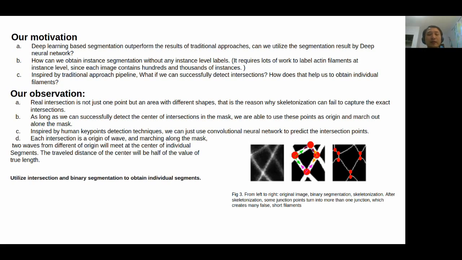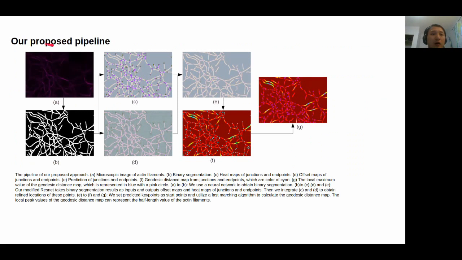So utilizing the intersections and the binary segmentations, we can obtain the individual segments. Therefore, we will have our proposed pipeline here. The original image will be fed into a neural network to obtain the binary mask, and the binary mask will feed into a keypoint detection neural network. This will output a heat map and an offset map. The offset map helps the heat map to pin down where the exact keypoint center is.